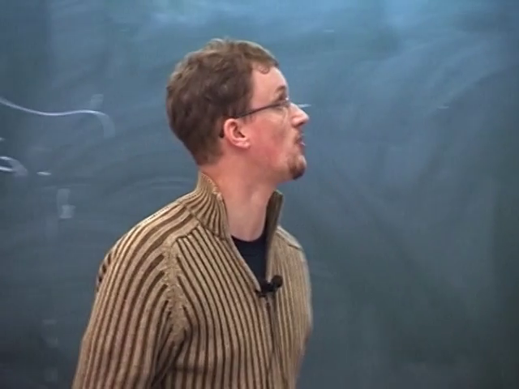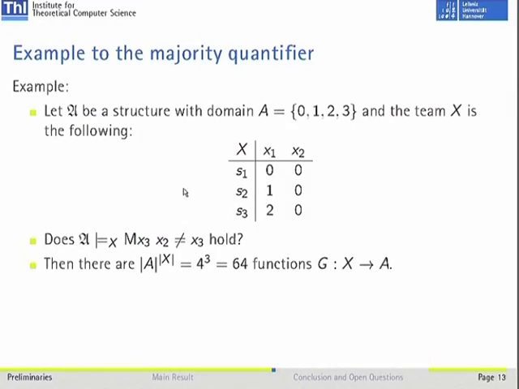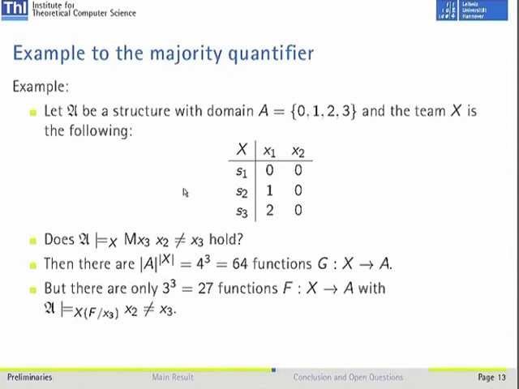But then we count the number of all functions that we can extend the team with, and this is A to the x, it's 64 functions. And then we count the number of functions that extend the team in a way such that x2 is not equal to x3 is satisfied. And here we have to say that this is only satisfied if none of the values occurring in the new column is equal to 0. So we have only three possible values that can extend here for satisfying x2 is not equal to x3. And then we have 3 to the 3, so 27 functions that satisfy x2 is not equal to x3. And so this does not hold.